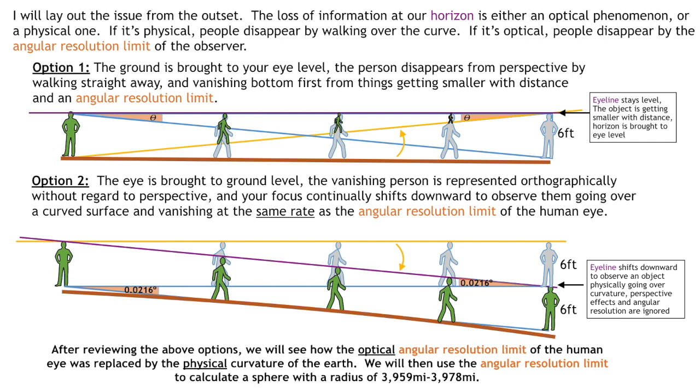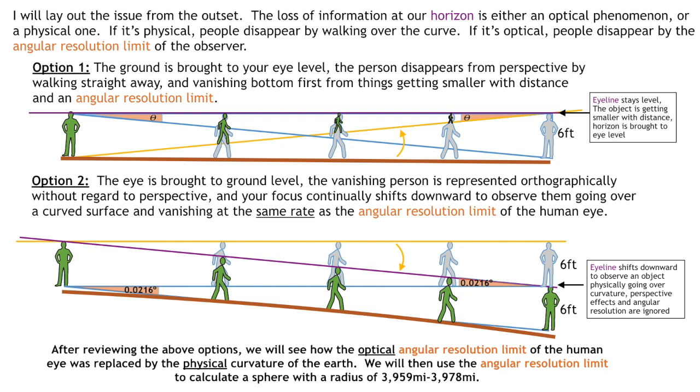Option 1, the ground is brought to your eye level. The person disappears from perspective by walking straight away and vanishing bottom first, from things getting smaller with distance and an angular resolution limit. So in the diagram, the floor is brought up to your eye level. The person gets smaller with distance and eventually disappears through the angular resolution of the observer.